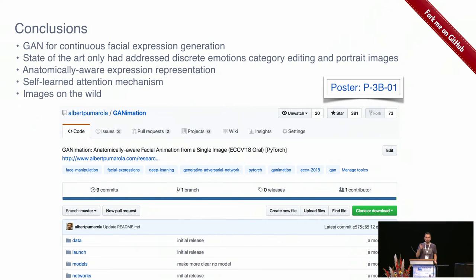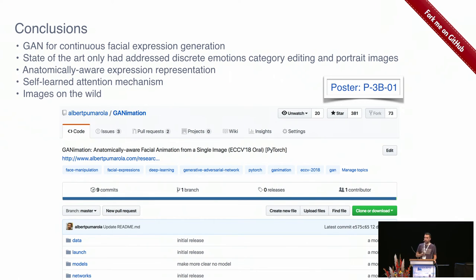To do this, we have two key components. The first one is a self-learned attention mechanism that helps us transition between real and fake patches on the image, and also an anatomically aware expression representation, which does not require fitting any 3D face model nor initializing our method. And the entire method was trained in an unsupervised way.